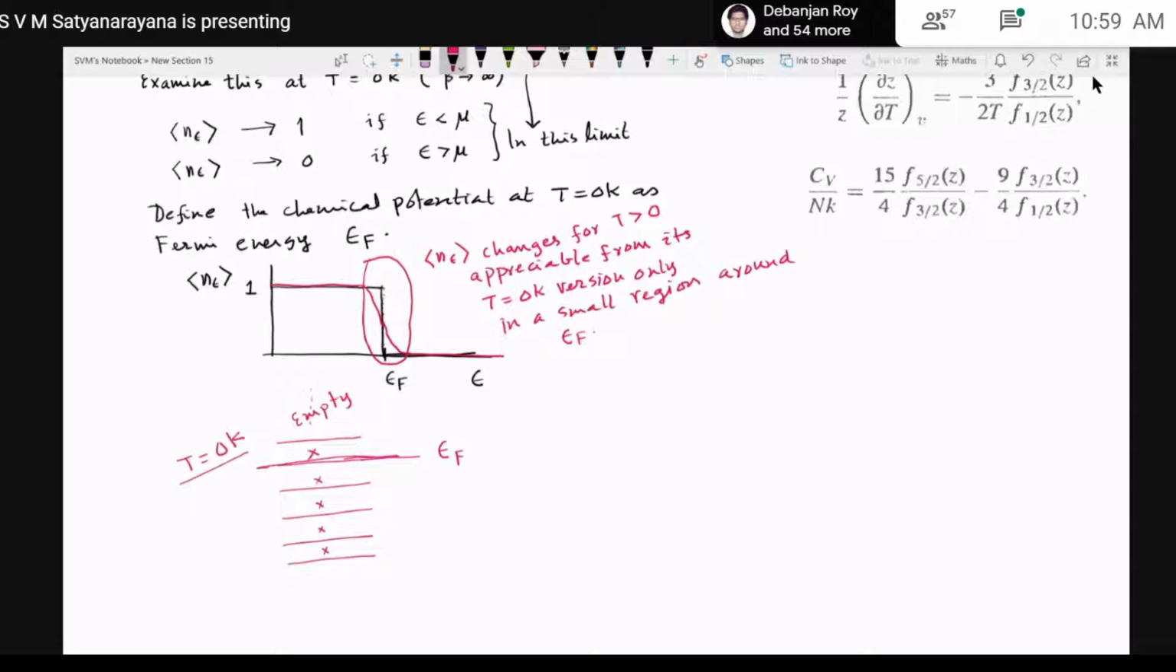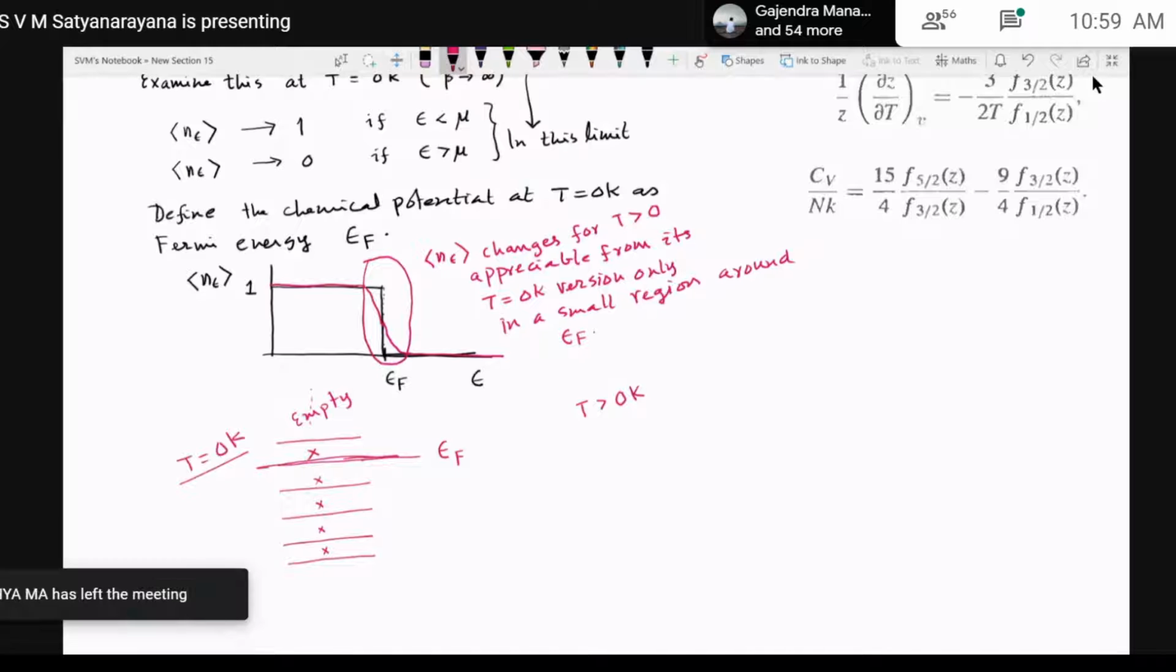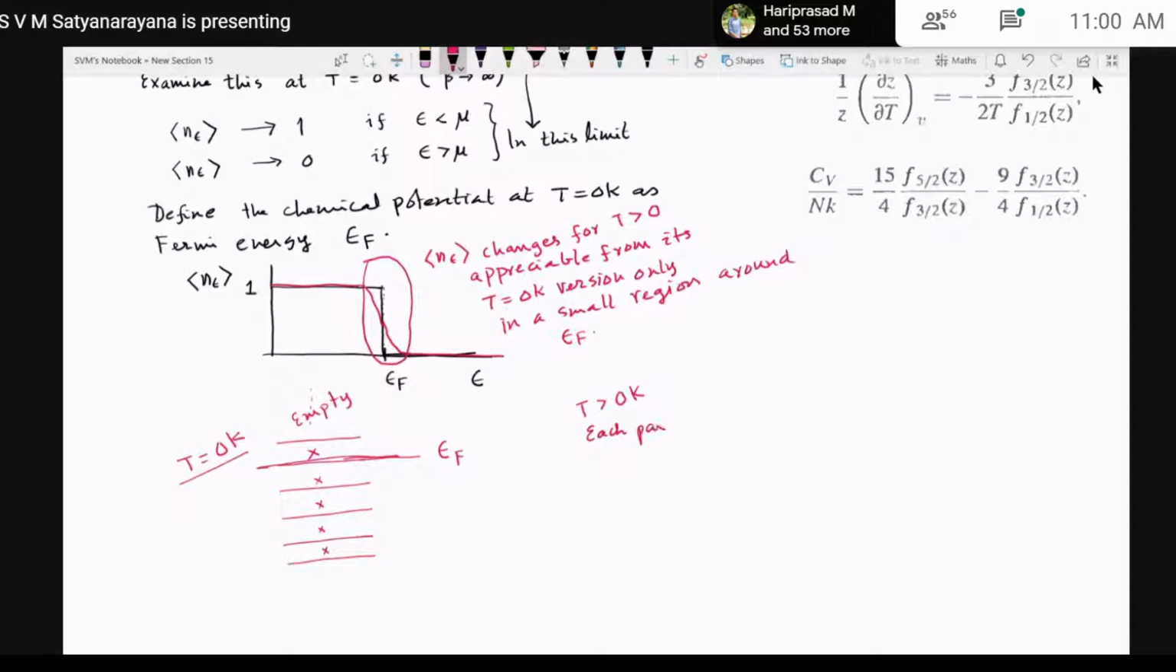Now what happens at finite temperature? Suppose you increase the temperature to T greater than 0 Kelvin. Now what happens? Each one of these particles will acquire some thermal energy, correct? Each particle acquires thermal energy, which is of the order of kB times T. That is the thermal energy that each particle will acquire.